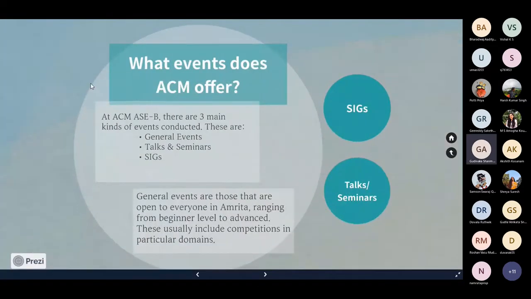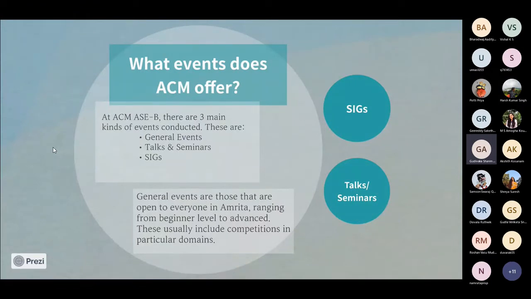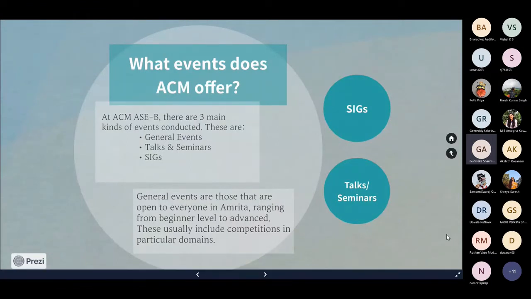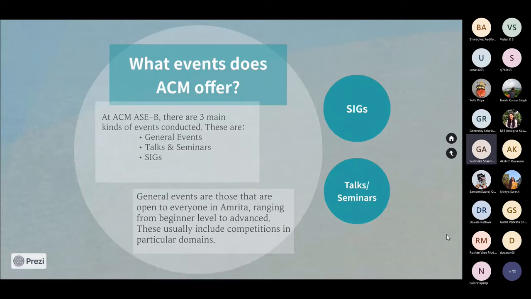Hey guys, I know you must be thinking, what do we do at ACM? What are the events? Now basically at ACM ASEB, there are 3 main events conducted every year: general events, talks and seminars, and SIGs. General events are those that are open to everyone in Amrita, ranging from beginner level to advanced. These usually include competitions in particular domains. Now comes the SIGs.